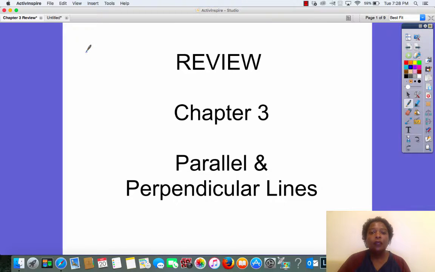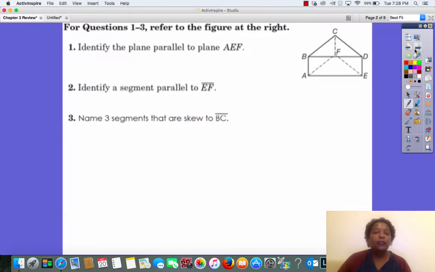Today we're going to do a review of Chapter 3, Parallel and Perpendicular Lines. Numbers 1 to 3, we're going to use this figure on the right. Number 1 says, identify a plane parallel to plane AEF. So I'm going to locate plane AEF.